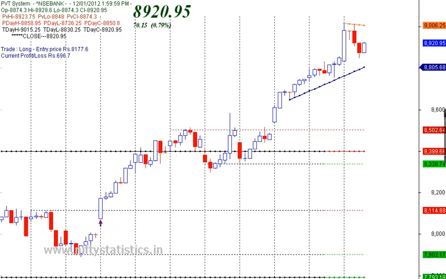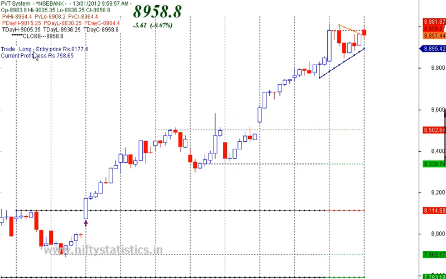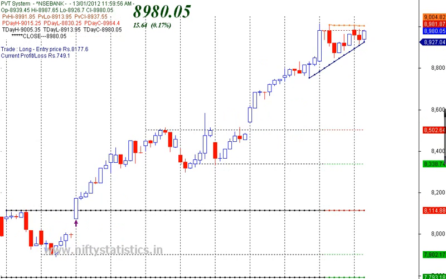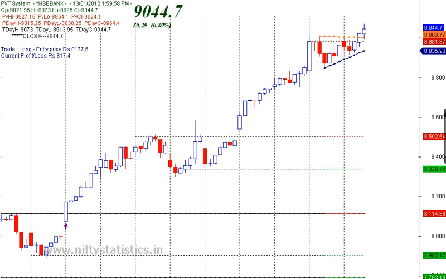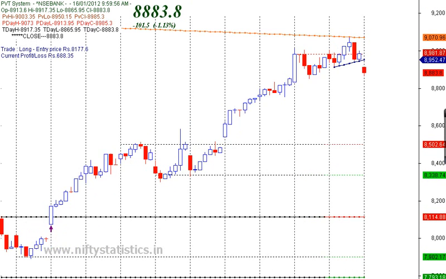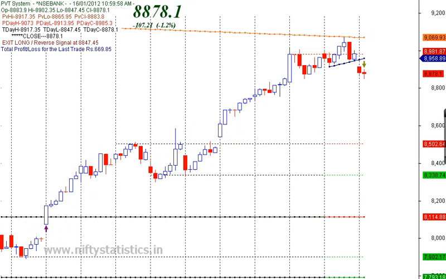Okay, we are getting 700 to 600 points profit here. You can see, we don't know what is the top and what is the bottom. We'll just wait for the signal to reverse. See, here we are getting a reverse signal at 8847.45. We are getting 669.85 paisa profit in the last trade. You can see. Okay, what have we done? Nothing. We are just following the signal.